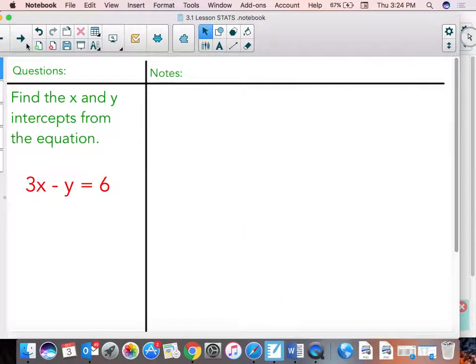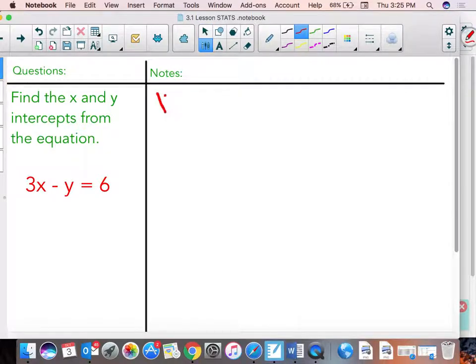All right, let's try one more of those. I would say the most difficult thing in this lesson is finding the intercepts from that equation. So that part will be tricky. All right, let's do it again. So 3x minus y equals 6. We are going to find our x-intercept first. That means we are solving for x. So leave it as 3x, and then we are replacing y with 0.